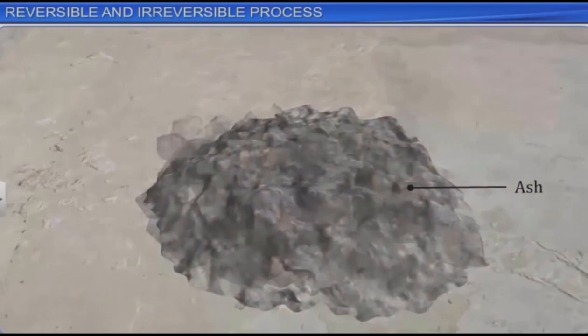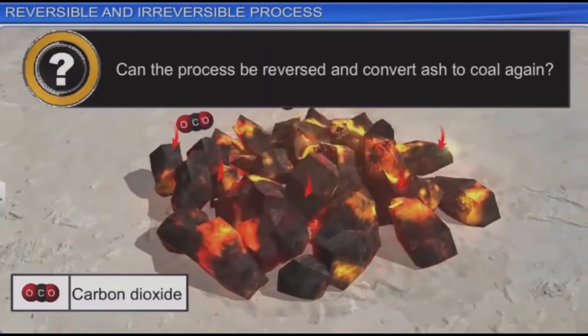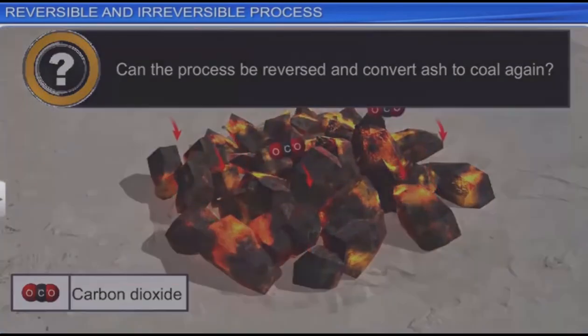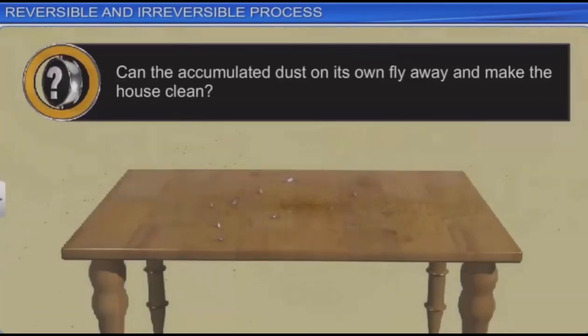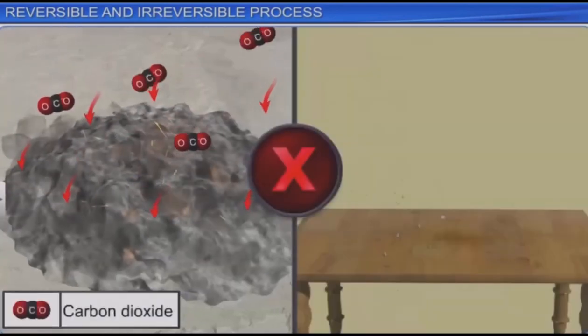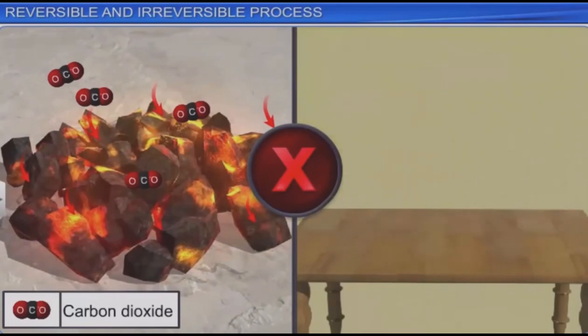Can the process be reversed and convert ash to coal again? We observe accumulation of dust everywhere in our houses. Can the accumulated dust on its own fly away and make the house clean? Not only the processes we have just discussed, but many other processes in nature are not reversible. In fact, we can conclude that irreversibility is not an exception but a rule of nature.